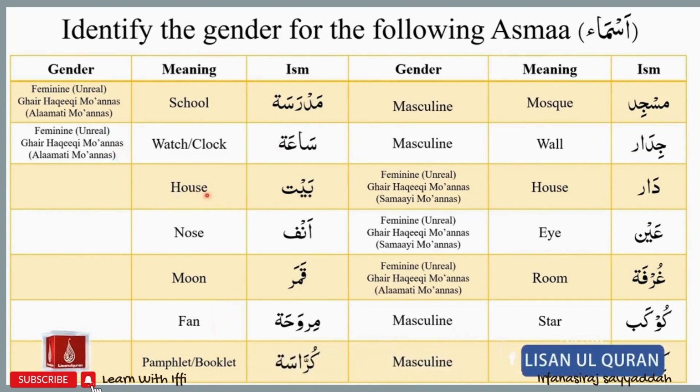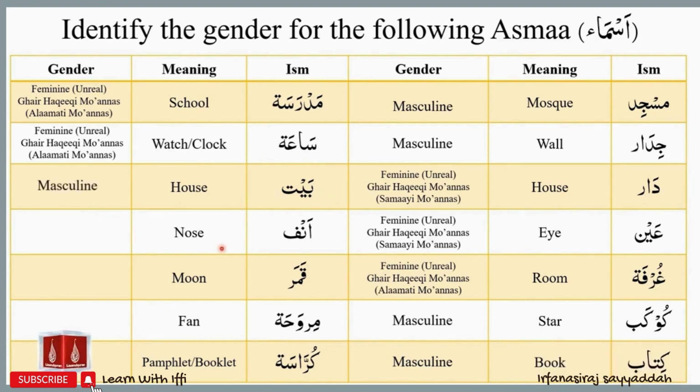Bait means house. Unlike dar, which also means house and which is used as feminine, bait does not meet the criteria for it to be feminine, so it will be used as masculine. Anf means nose. It is not a paired part of the body, it is a singular part of the body. It will be used as masculine. Qamar, which means moon. Qamar does not meet criteria for it to be feminine, so it will be masculine.